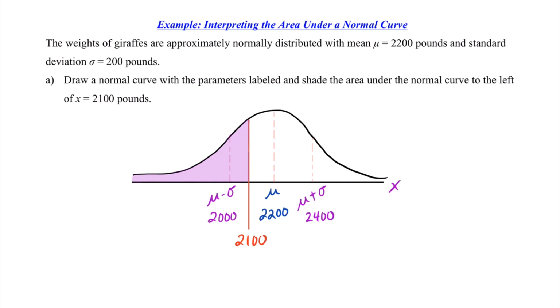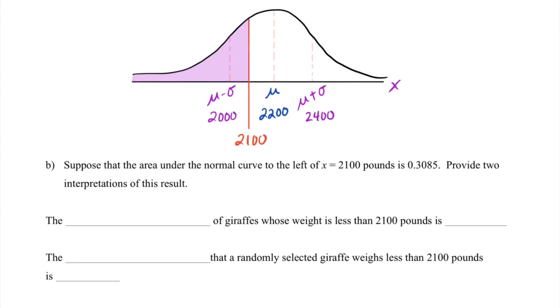Now if that's okay, let's go ahead and jump down to part B of the question. We're using the graph that we just drew, and we're told suppose that the area under the normal curve to the left of that 2,100 pounds, which is the area that we shaded in purple here, is 0.3085. We need to provide two interpretations of this result. Well again, the shaded area, we're told, is 0.3085.